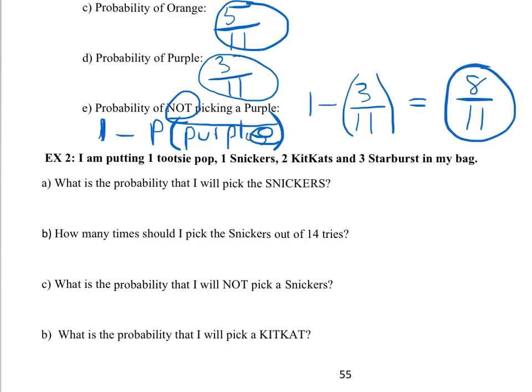Example A. I want you guys to do right now. Go ahead and do example A, C, and B. Okay. Hit pause. Do those now.